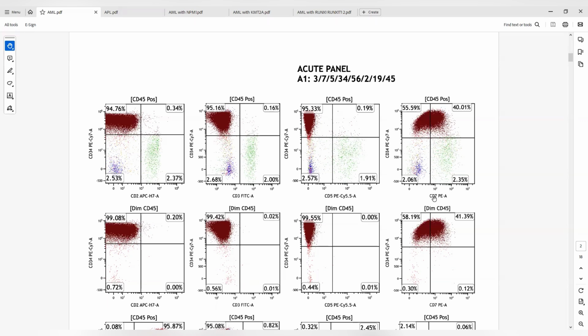Also, this CD7 dim population, or if you have any positivity for a marker like CD7, would also help you to establish that this blast population is not a normal myeloid blast population, because normal myeloid blasts would never express CD7. And that would be helpful in following up with patients with leukemia.